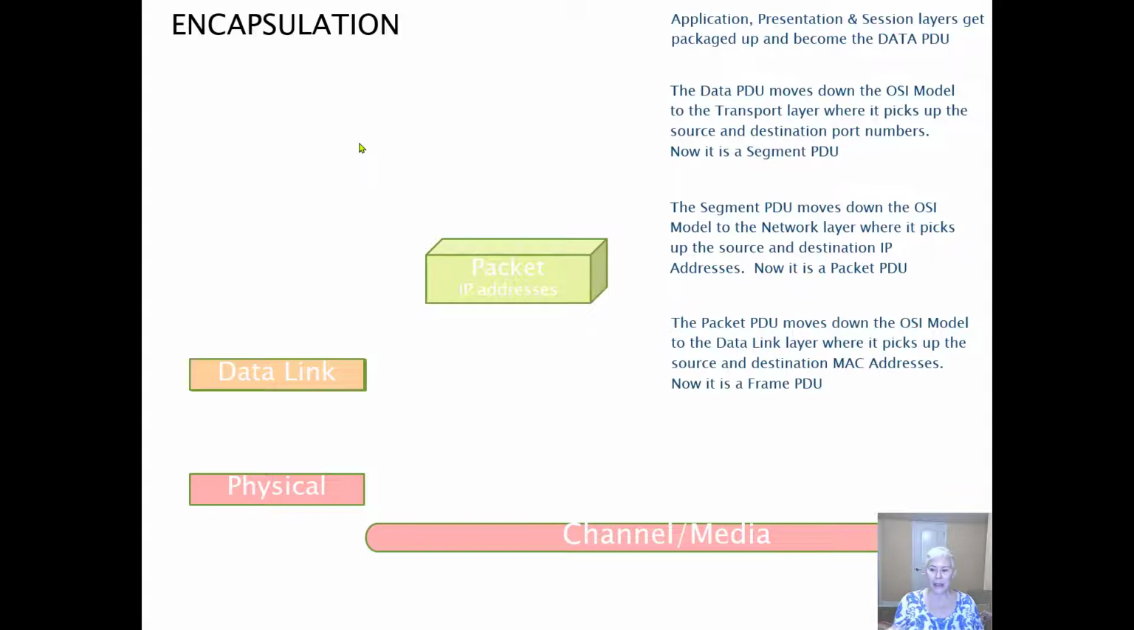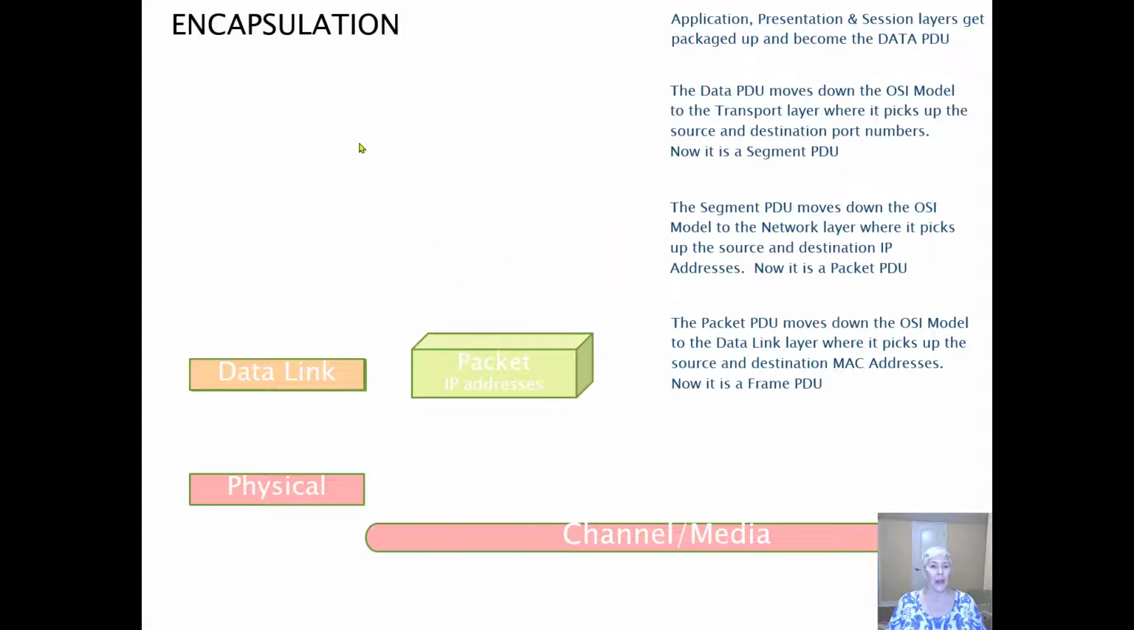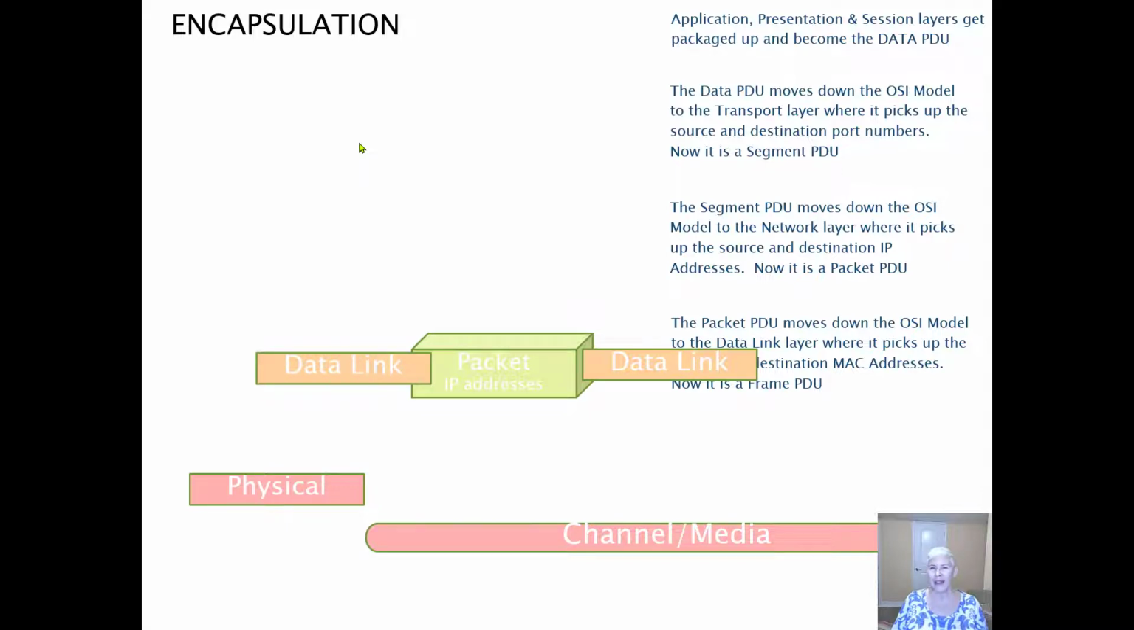Now the packet PDU is going to move down the OSI model to the data link layer, where it will pick up the source and destination MAC address. It's going to pick up some other things. It's going to pick up something called the control, and something called the type. It's going to add a frame start and a frame end. But the most important thing is it's going to pick up the source and the destination MAC address.